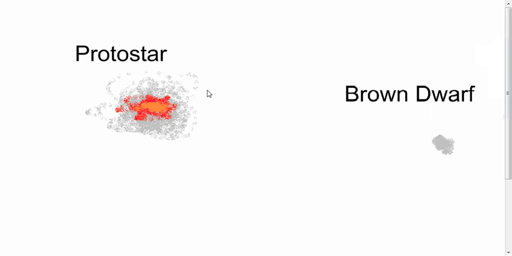Now, a protostar is something that's going to become a star. It's a certain mass of hydrogen that will eventually be able to get hot enough in its core to fuse hydrogen, whereas a brown dwarf is like a wannabe star, something that doesn't ever get hot enough because it doesn't have enough mass to become a star.